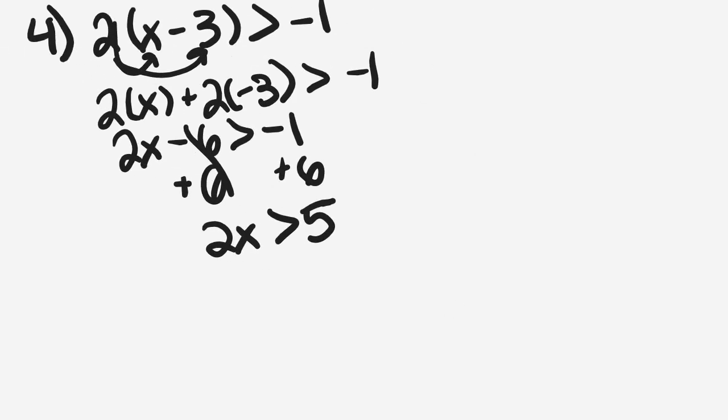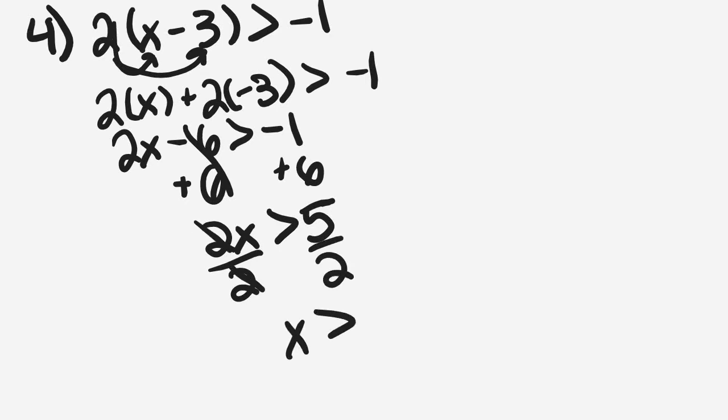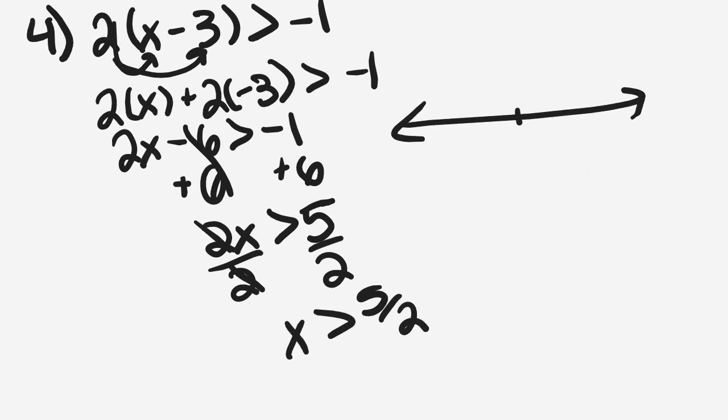Now that x is still not by himself. He's hanging out with that 2. So let's divide that out. So we get x is greater than 5 over 2. And I'm going to leave it like that because I am lazy. So here's 5 over 2. It is an open circle because it does not include the 5 over 2. It is only greater than. And I want all the x's bigger than that. So that is what it looks like.